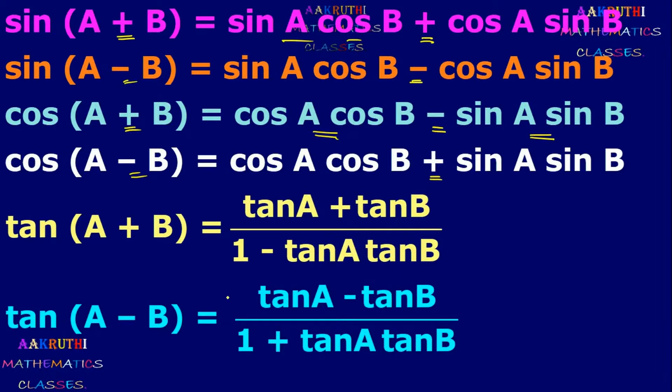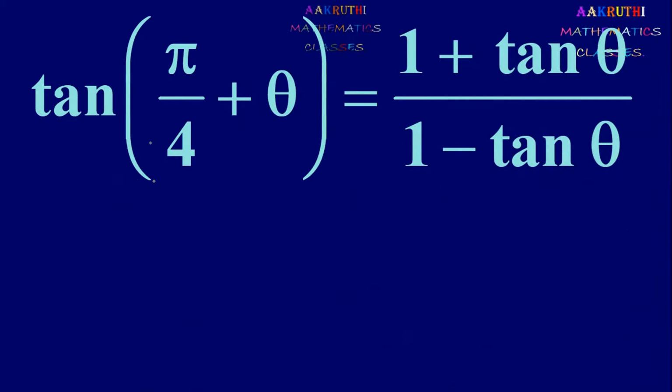So these are some important formulas. Next, we see the formula for tan of pi by 4 plus theta. We know that tan of A plus B is tan A plus tan B divided by 1 minus tan A tan B. Here the first angle is pi by 4, and we know that tan of 45 degrees is 1. So we get tan of pi by 4 plus theta is 1 plus tan theta divided by 1 minus tan theta.